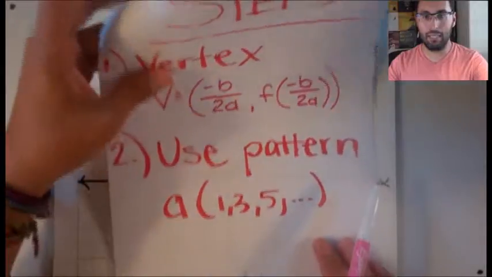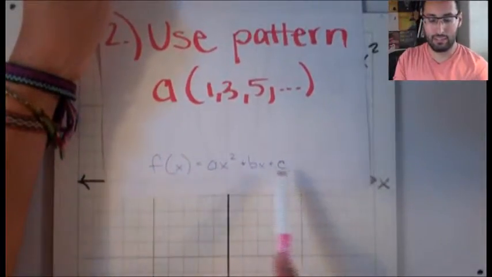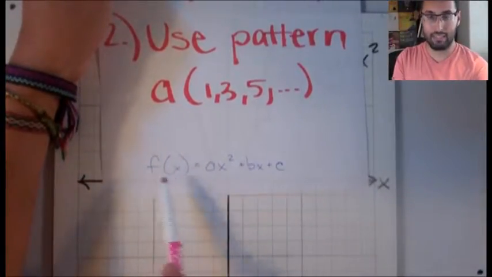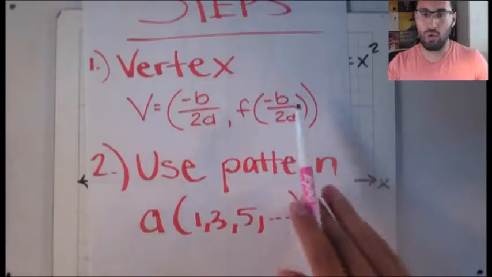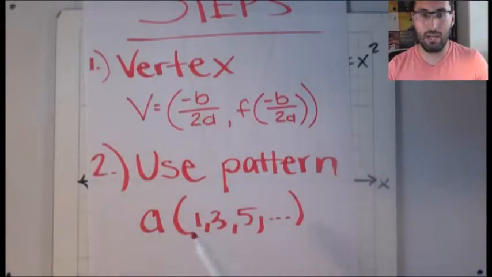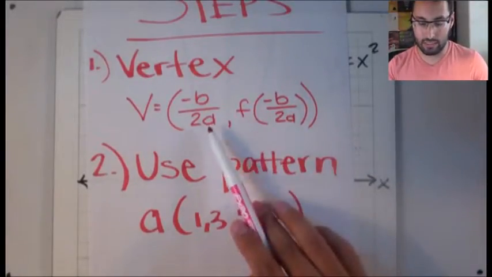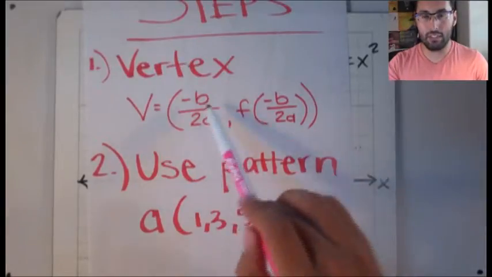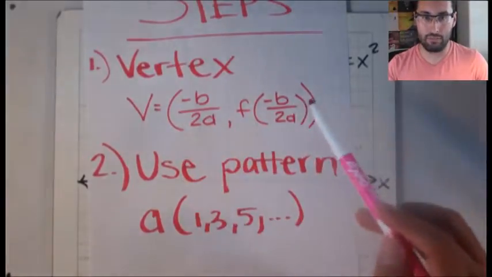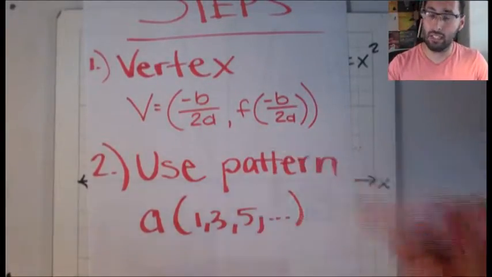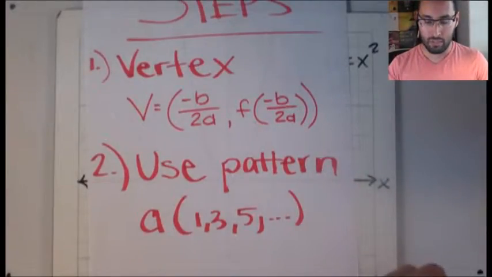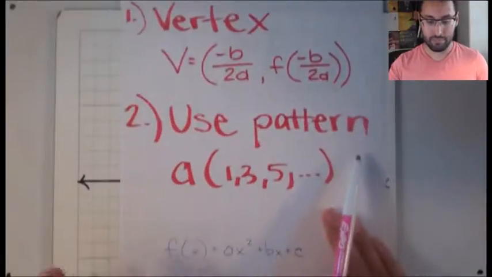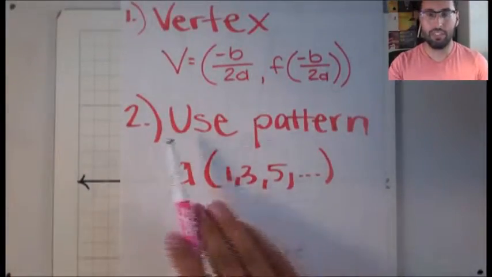This a and b value come from standard form, f of x equal to ax squared plus bx plus c. And to get the y value, we use f of negative b over 2a. Whatever that x value is, we plug it back into the function. We input a value, and whatever the output is, that is the y coordinate of our vertex.